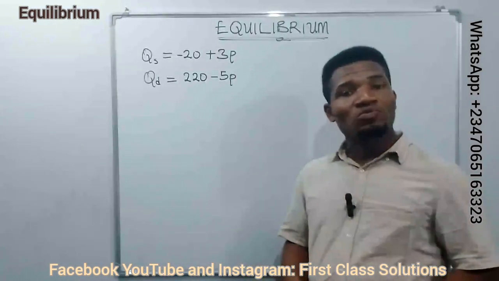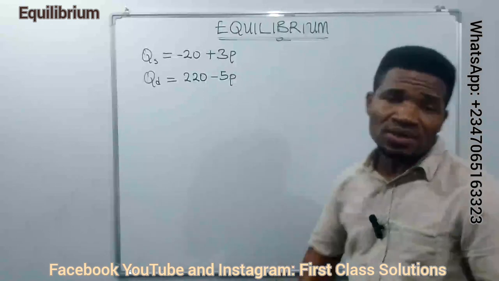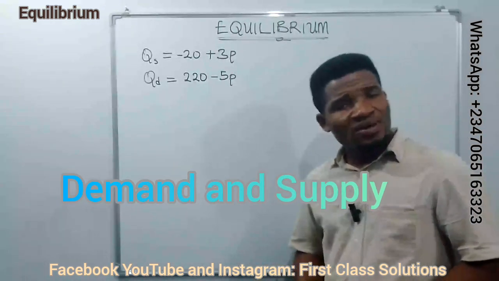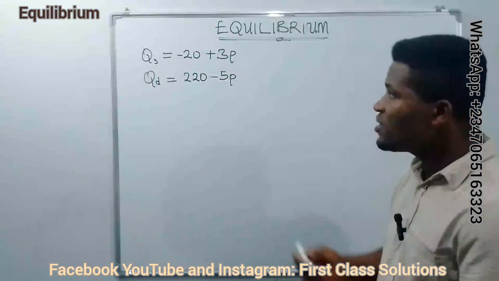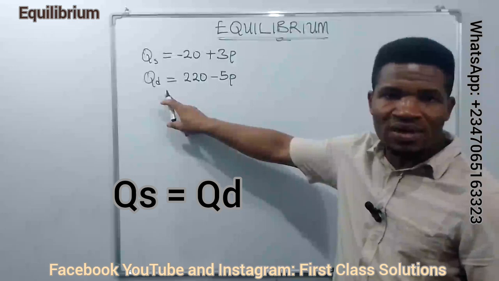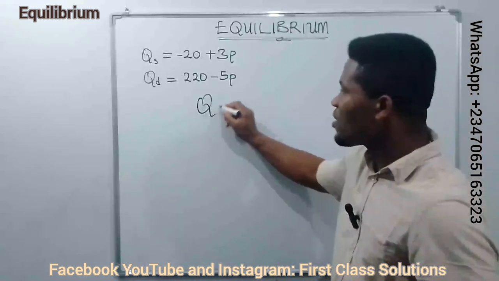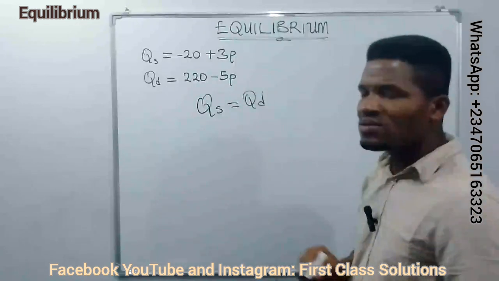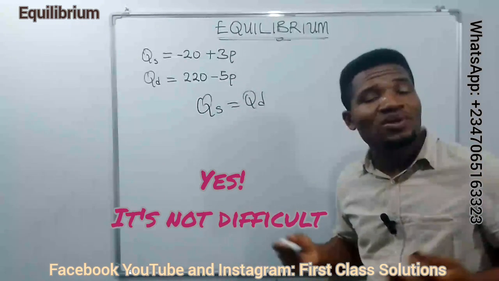Today in First Class Solution, we're looking at equilibrium. Yes, equilibrium, we're looking at it from the angle of demand and supply. And demand and supply, when we have equilibrium, it means the point where quantity supplied is equal to quantity demanded. That means for us to have our equilibrium, quantity supplied must be equal to quantity demanded. Yes, equilibrium is not difficult.